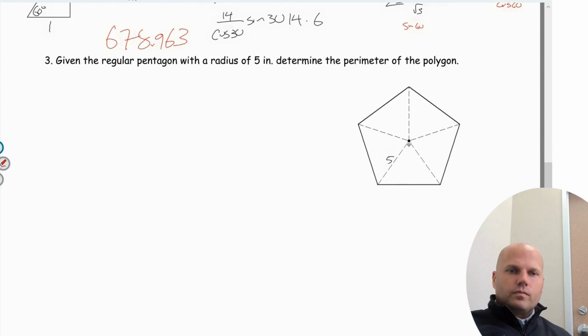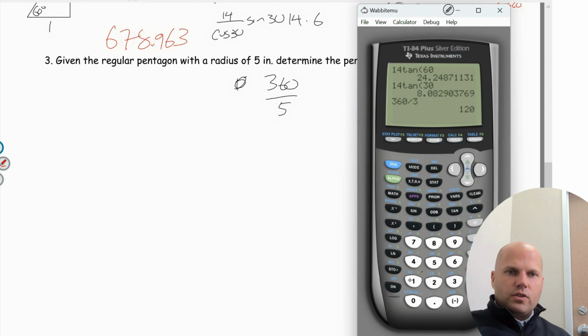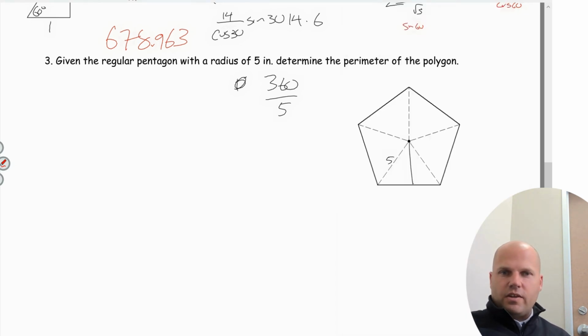Cool. 360 divided by 5 gives me one of the angles. Divide that by 2 gives me half the angle. So this angle is 72 degrees. And if this is 72 degrees, this is 36 degrees.